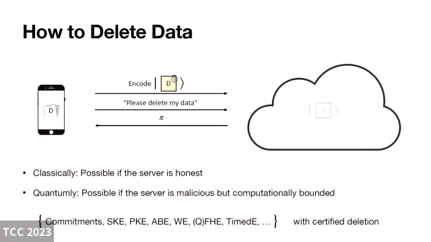You can define certified deletion for primitives such as commitments, secret key encryption, public key encryption, and so on. Those are all well defined, and you can try to construct them. That's essentially what we're trying to do in this work. Now, before telling you what our results are, let me show you what's known. This is a very active area of research, and here is an incomplete list of papers that consider this problem in one setting or another.